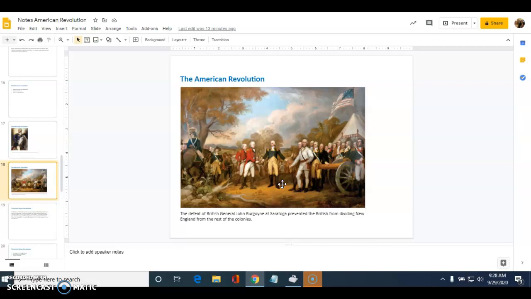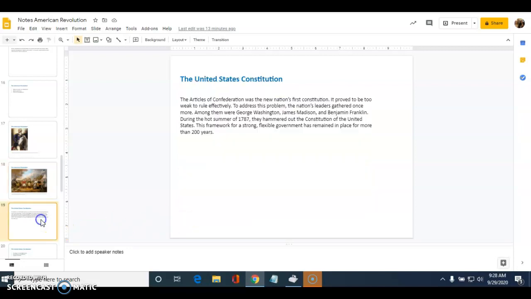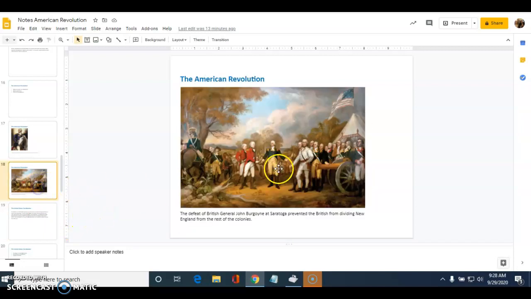And this makes France realize the United States can win this. The colonies can win this. And they throw their support and they ally with the Americans. And that is a huge asset because now their navy is going to come and their soldiers. So this is a huge battle.